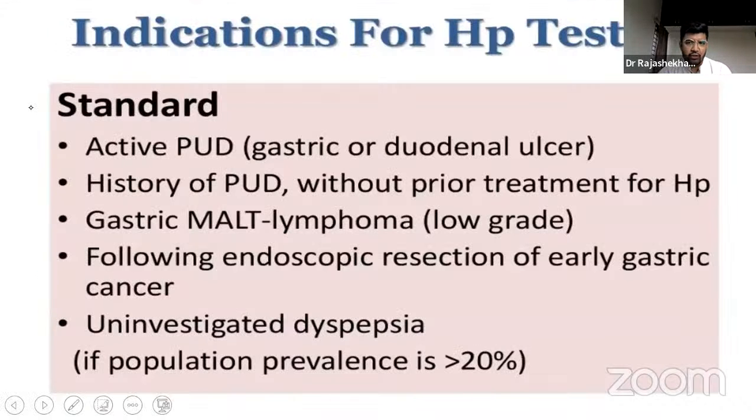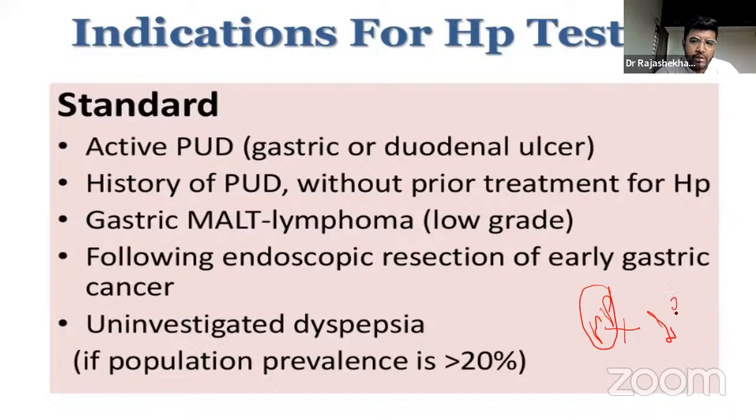So what are the indications for the H. pylori testing? As I told you, 50% of the population of the world is infected. So do you consider community screening? No. Why? Because the eradication of H. pylori has not been shown to reduce the occurrence of the gastric cancer worldwide. That's why community screening is not advised for the H. pylori testing.